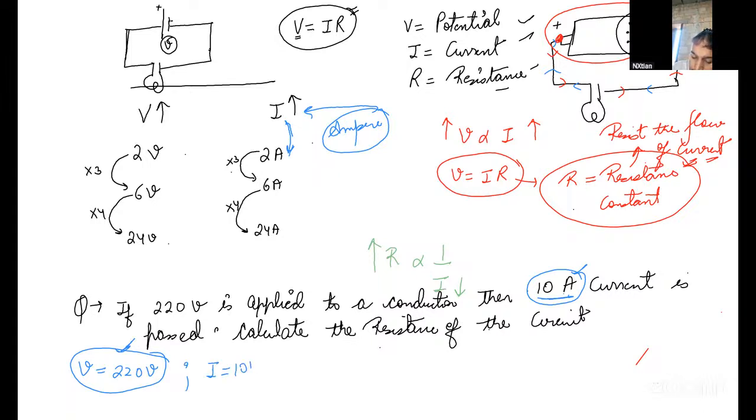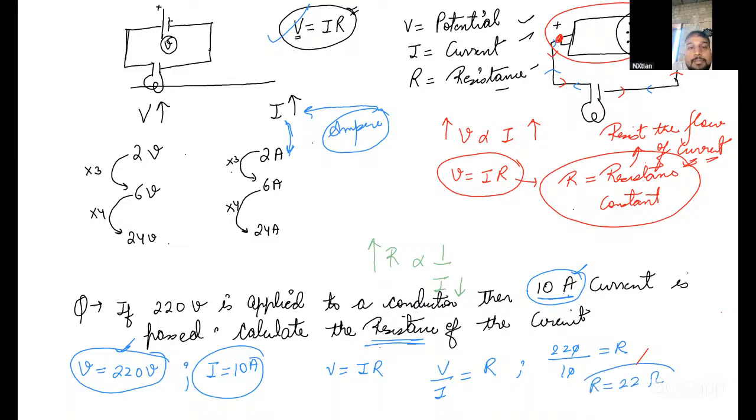Now we have to find resistance, and we have the formula V equals IR. So V upon I equals R. Now V is 220 volt upon I is 10 equals R. This and this will cancel. R equals 22 ohm, which is the resistance. This is the unit of resistance, which is called ohm.